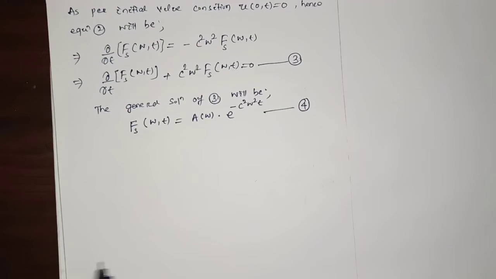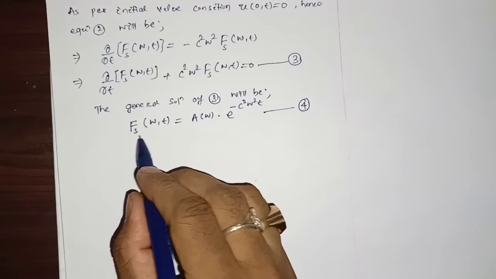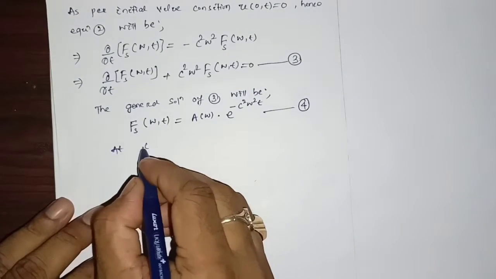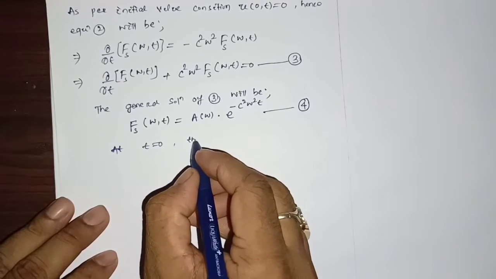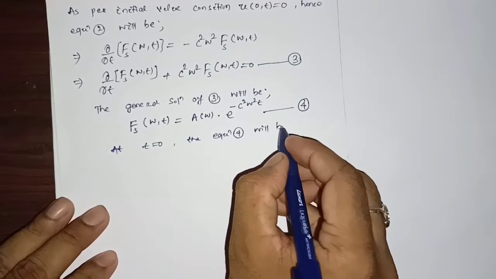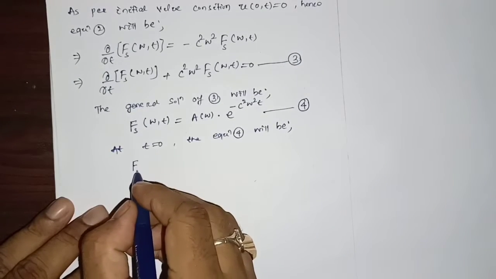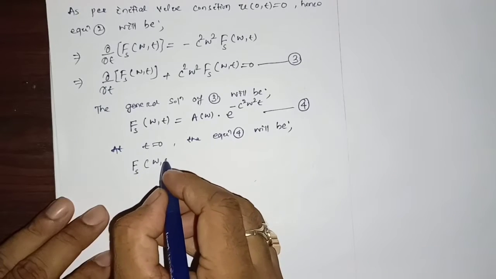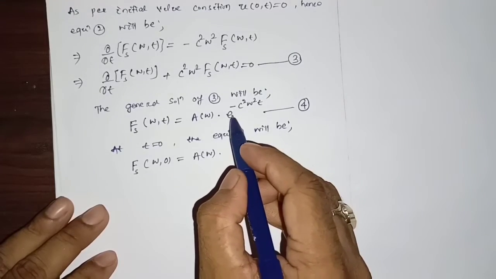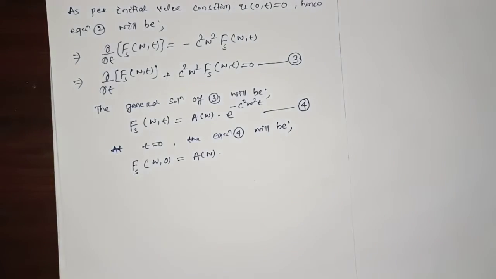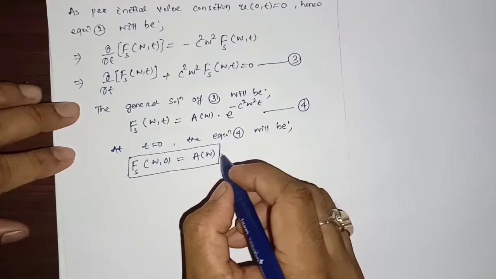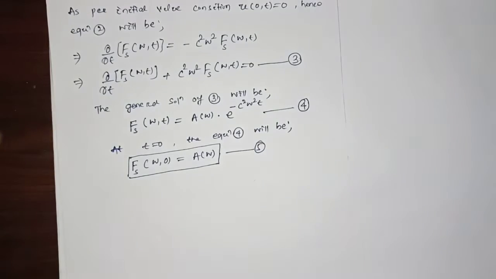Okay. Now we are going to consider at t equal to 0 what will be the value of equation number 4. At t equal to 0, equation number 4 will be capital Fs(omega, 0) equal to A(omega), because e to the power 0 will be 1. So here we found that Fs(omega, 0) equal to A(omega). Let this be your equation number 5.